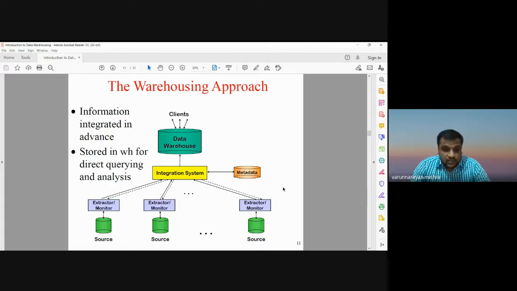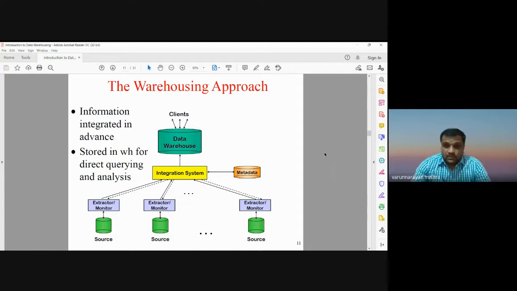So in this figure, you can see the information coming from various sources. It may have some extractor or monitoring system that will be integrated using an integration system, and that integrated data set may be considered a data warehouse, and a client can access that data warehouse as per their requirement, because this data warehouse has an integrated database from different sources. Different kinds of heterogeneous information can be integrated over that data warehouse.